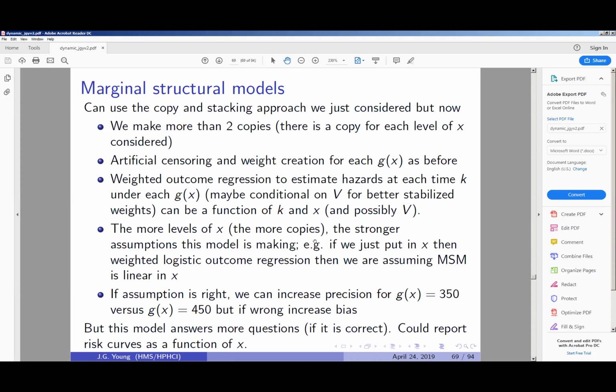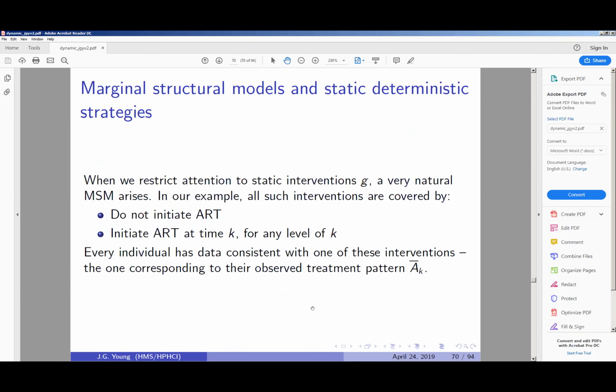On the flip side, if the assumption is right, we're going to increase the precision of our estimate of the G formula contrast comparing, say, 350 versus 450. But if it's wrong, we're going to increase bias in our estimate. And of course, this particular model can also answer a lot more questions, meaning if the model is correct, you could, in principle, report risk curves as a function of X.